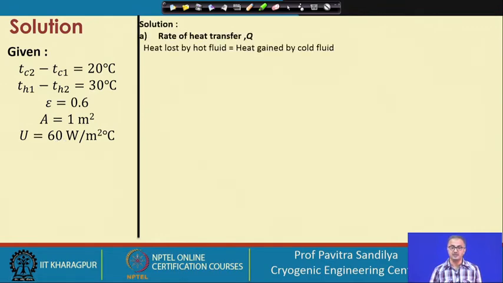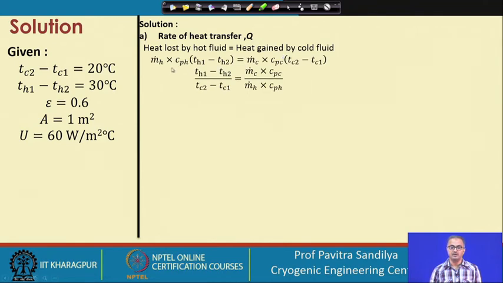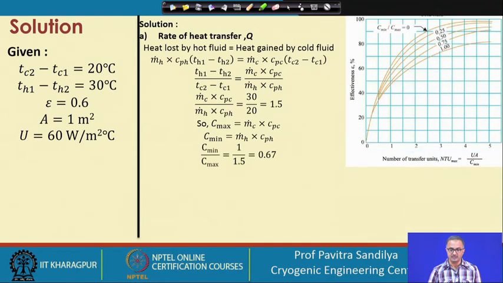So, the rate of heat transfer is the first. For that, we make the energy balance like this, and we put the respective values. We just rearrange this energy balance equation and put it in this fashion, and we find that these thermal capacities are coming like this, and because the ratio is more than 1, we find that the thermal capacity of the hot fluid is less than that for the cold fluid. So, that means in this case the C min will be based on the hot fluid. So, we can find this C min, C max, and the ratio of C min to C max.